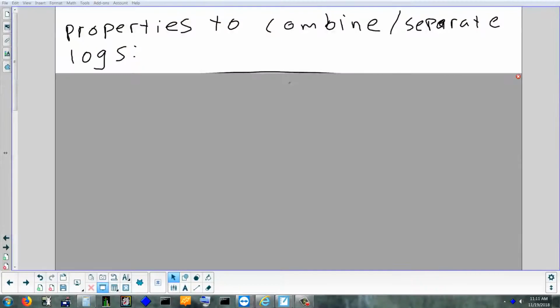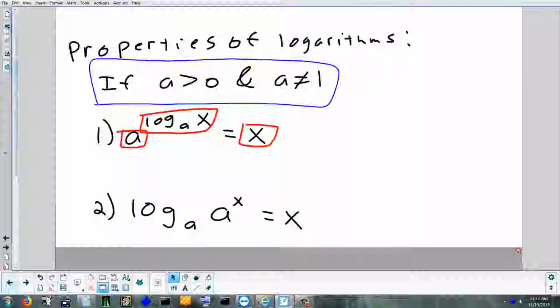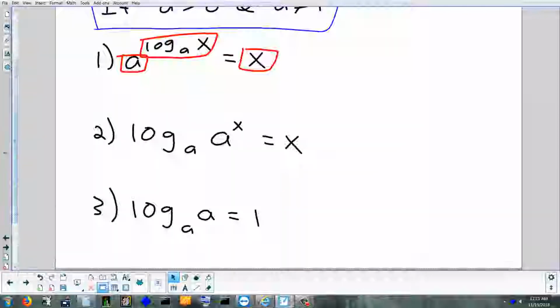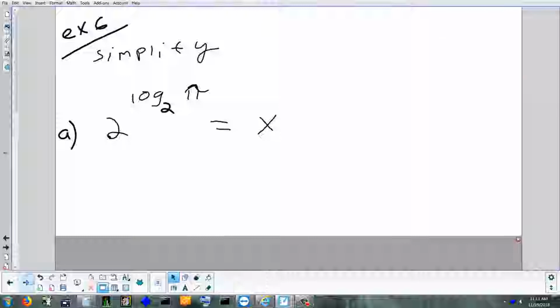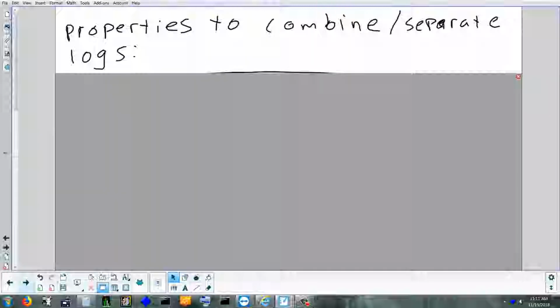All right, so last time we were in the middle of section 5.4. We had gone through a little bit about logs, how to change between exponential and log form. We went over the 4 basic properties that we use with logs. And the last thing we're going to look at is how to take logs that are separate and combine them, or if they're already combined, you can separate them. You can do it either way.